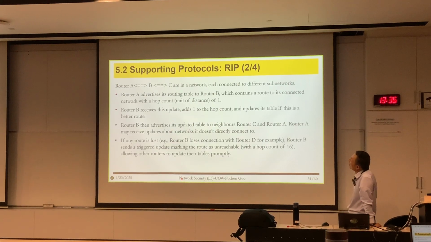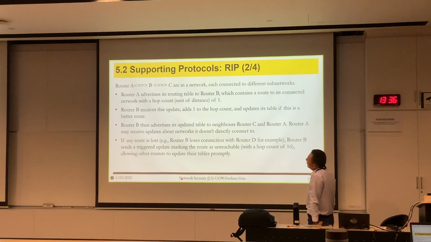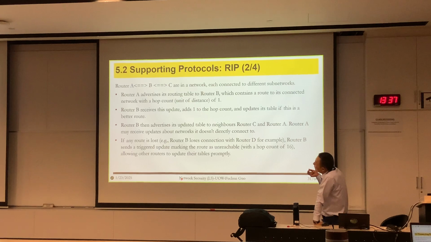Suppose that we have routers A, B, C on the networks. Each connects to different sub-networks. That means that some of them are just gateways. Router A advertises to router B. I have to introduce this one slightly, just because there are some kinds of vulnerability inside this kind of mechanism.